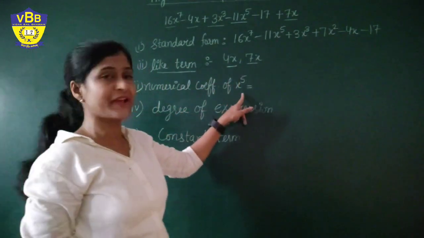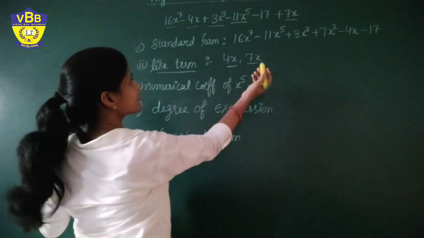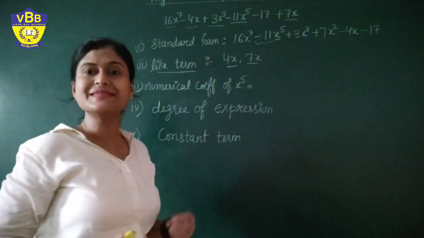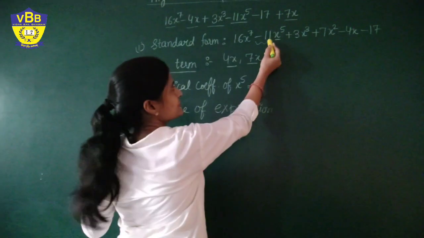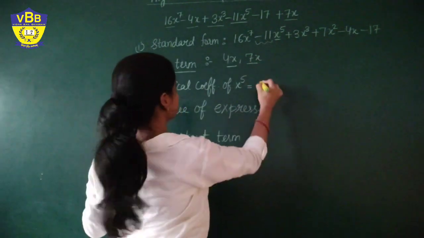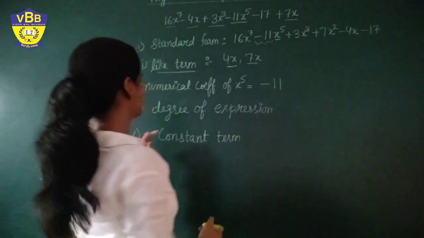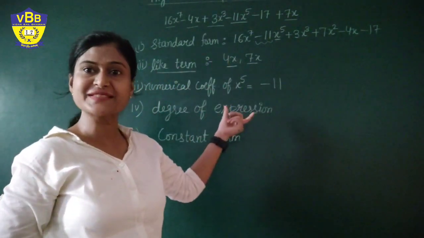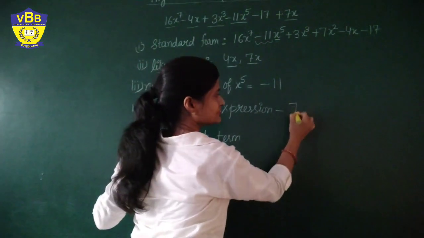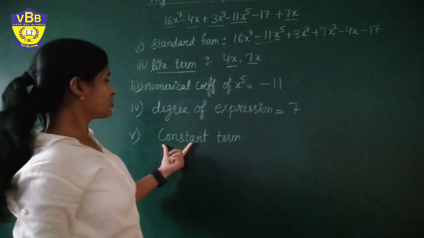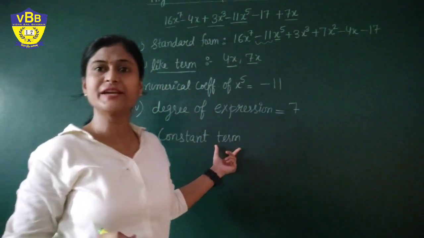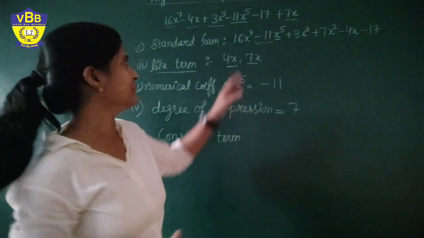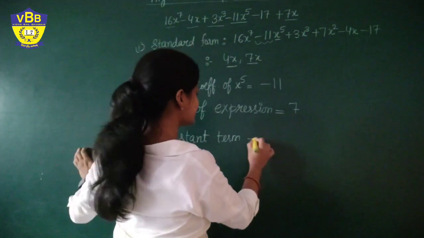Numerical coefficient of x^5: numerical means the number value. With its sign we take it, so it is minus 11. Degree of the expression is the highest power. The highest power of this expression is 7. A number without a variable is called a constant term. So the constant term is minus 17.